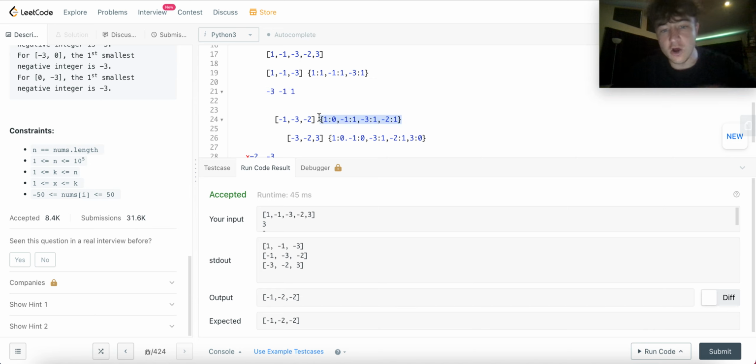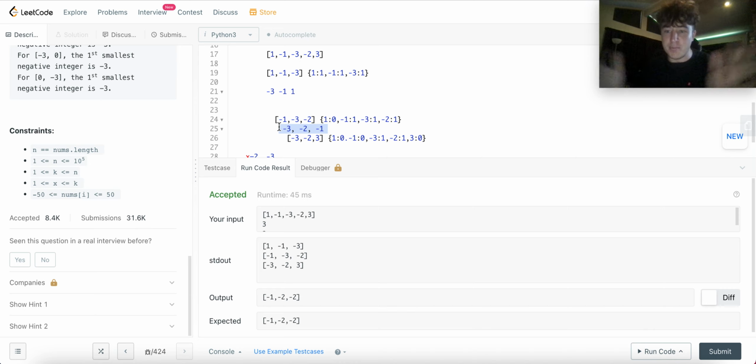Right here, I can go -50, there isn't one. -49, -48, -47, -46, -5, -4, -3. Oh, there's a -3 in here. There's a -2 in here. There's a -1 in here. 0, 1, 2, 3, 4, all the way to 50. And from that, I can recreate this array in order.